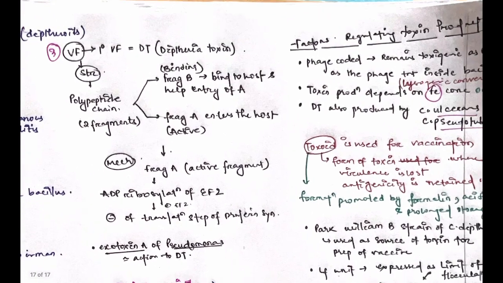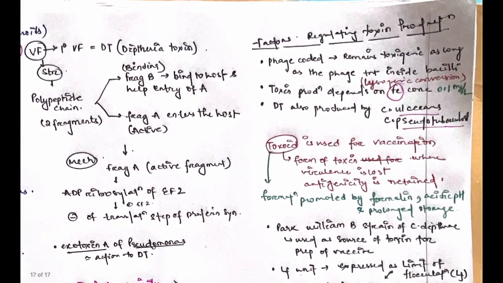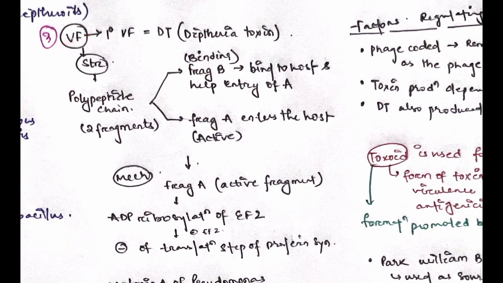Next is virulence factor. The primary virulence factor of Corynebacterium diphtheriae is diphtheria toxin, DT. Now we will see the structure of this diphtheria toxin. This diphtheria toxin is a polypeptide chain which has two fragments, A and B. A is the active fragment and B is the binding one. B binds to the host receptor and helps the entry of A into the cell.